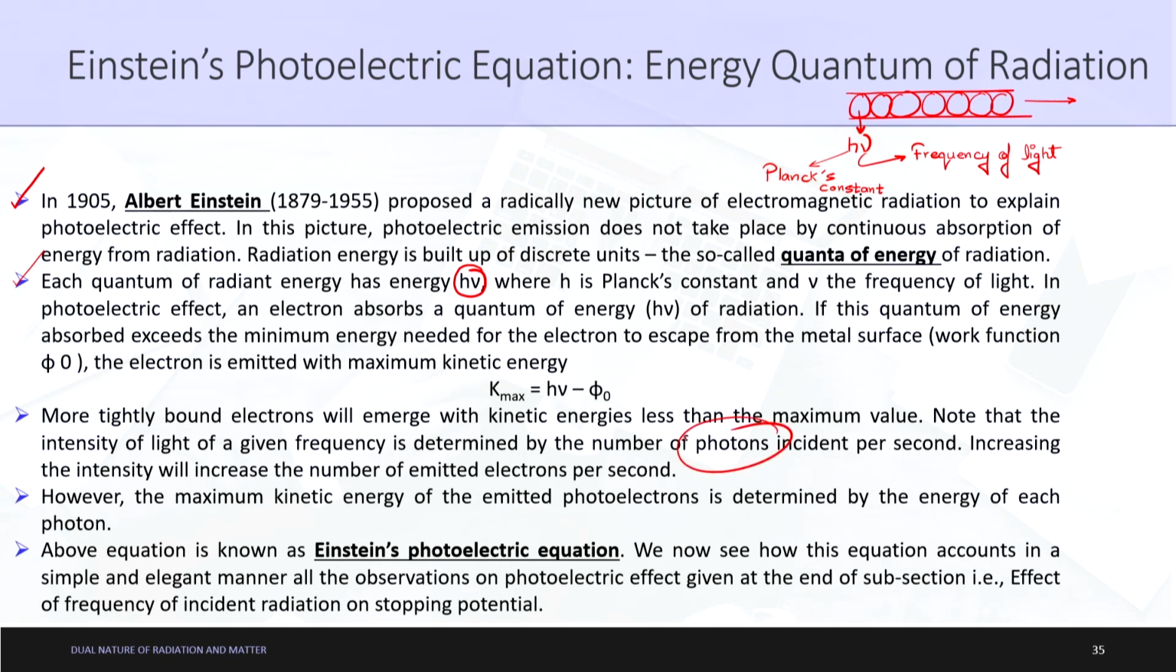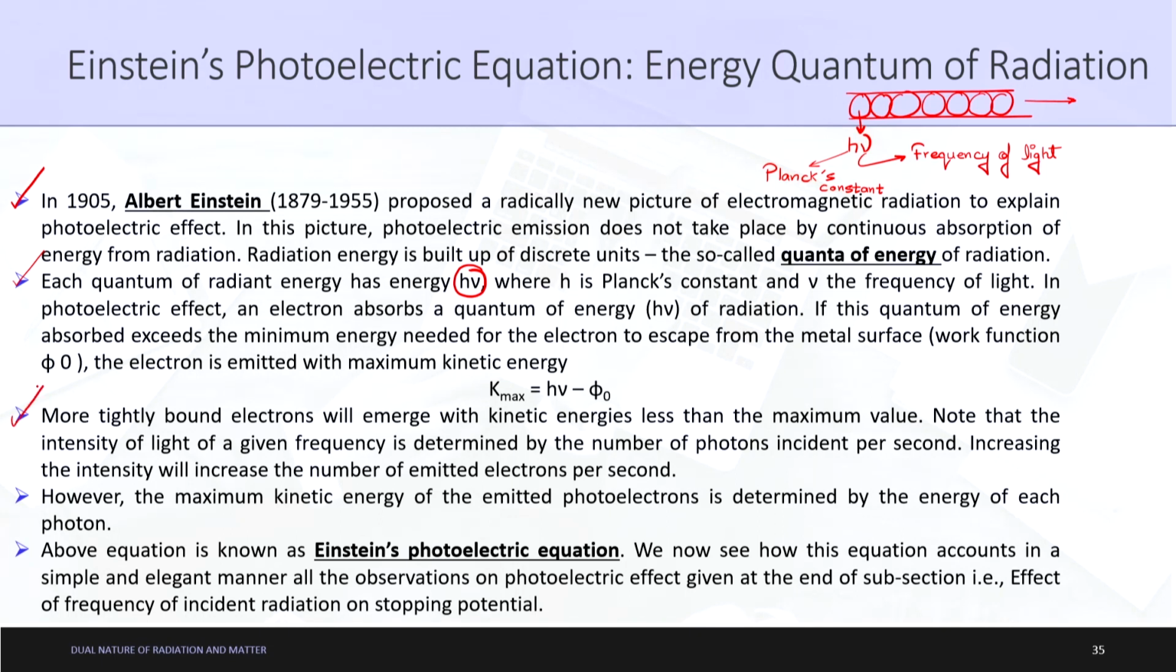Okay. What is this photon? I will try to explain it much more clearly in the subsequent slides. For now you can just theorize it. So what is actually being written here is that the intensity of light of a given frequency, please remember the frequency is not being changed till now, is determined by the number of photons incident per second. Increasing the intensity will increase the number of emitted electrons per second. So this is the basic crux which we also studied in the experimental study.